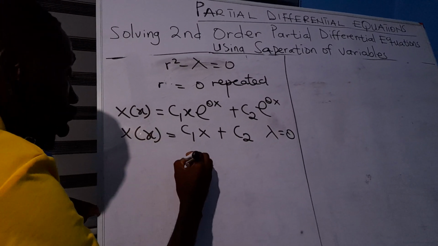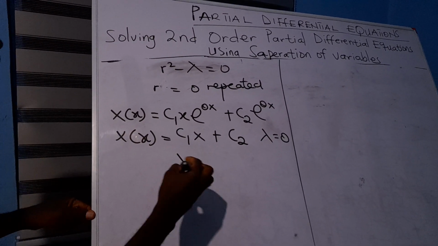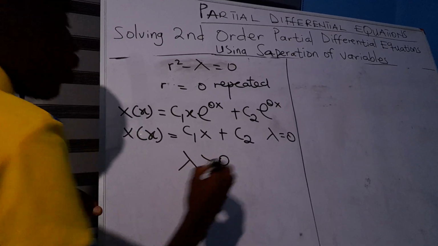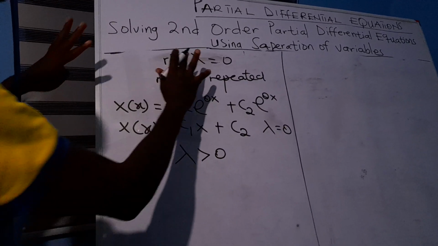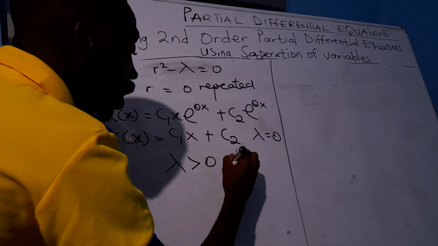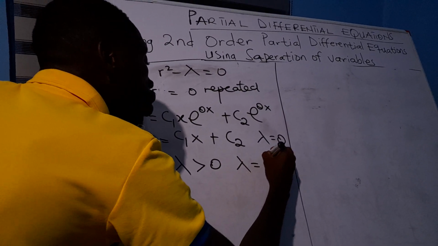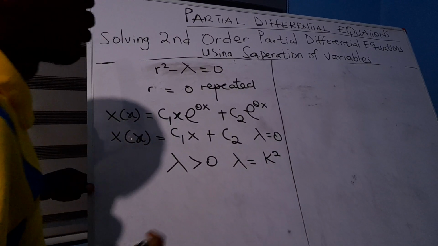Now we'll find the situation where lambda is greater than 0. Why greater than 0? Because we want to solve this easily. We should say that lambda is equal to a positive k squared.